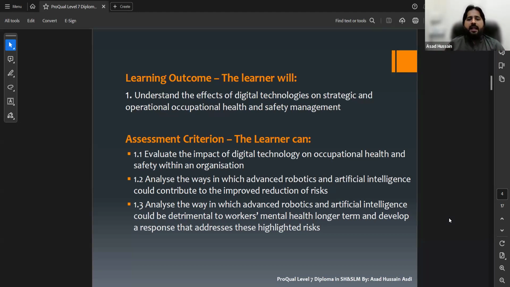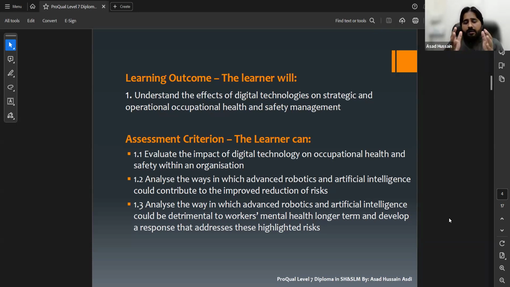Then number 1.3, analyze the way in which advanced robotics and artificial intelligence could be detrimental to workers' mental health longer term, and develop a response that addresses these highlighted risks. So every one of you knows very well that at workplaces, mental health is also a big issue. You see there are specific courses for mental health. They work on mental health. They are related to mental health. So there are a lot of things which are all about mental health.